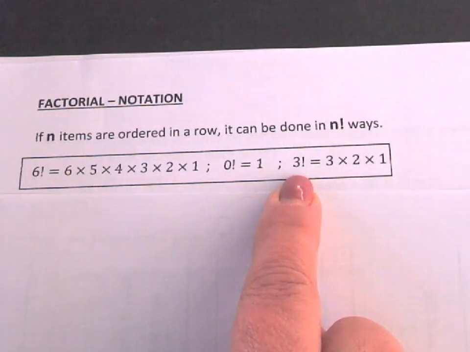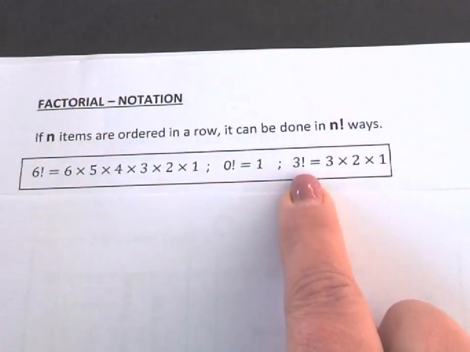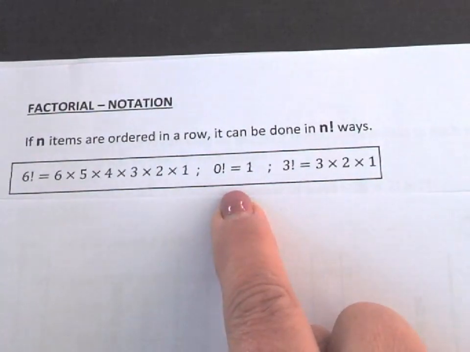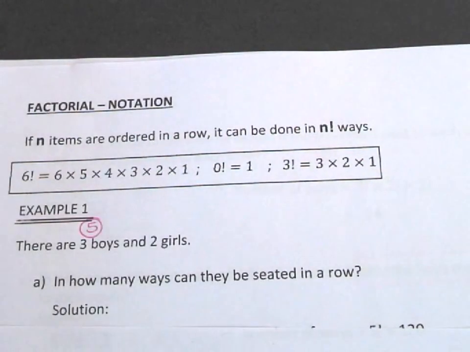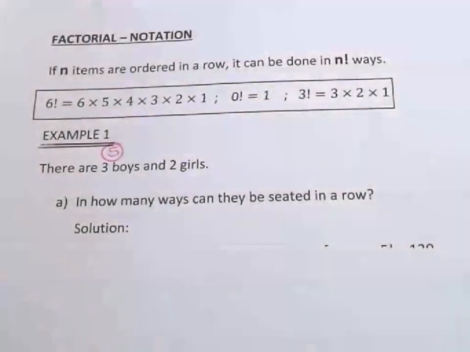Yes. 6 factorial is 6 times 5 times 4 times, and so on, times 1. 3 factorial is 3 times 2 times 1. 0 factorial, you must remember, is 1. Okay. Example 1. There are 3 boys and 2 girls. So in total, there are 5. In how many ways can they be seated in a row?